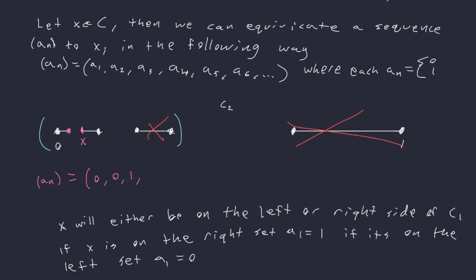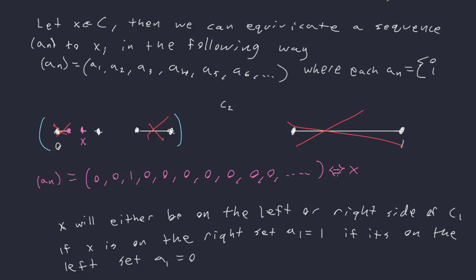And now, since let's say this X is the endpoint, and it looks like an endpoint, as we continue to remove middle thirds, it's going to continue to be on the left, so every other term in this sequence will be zeros. Okay? And this is essentially our X.